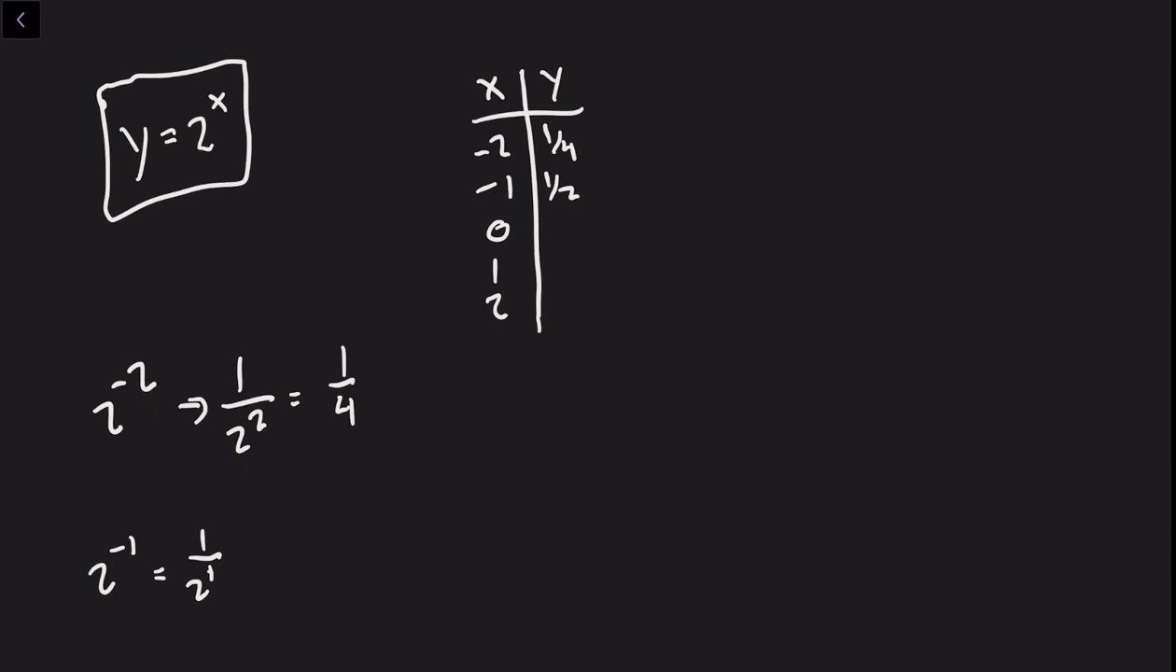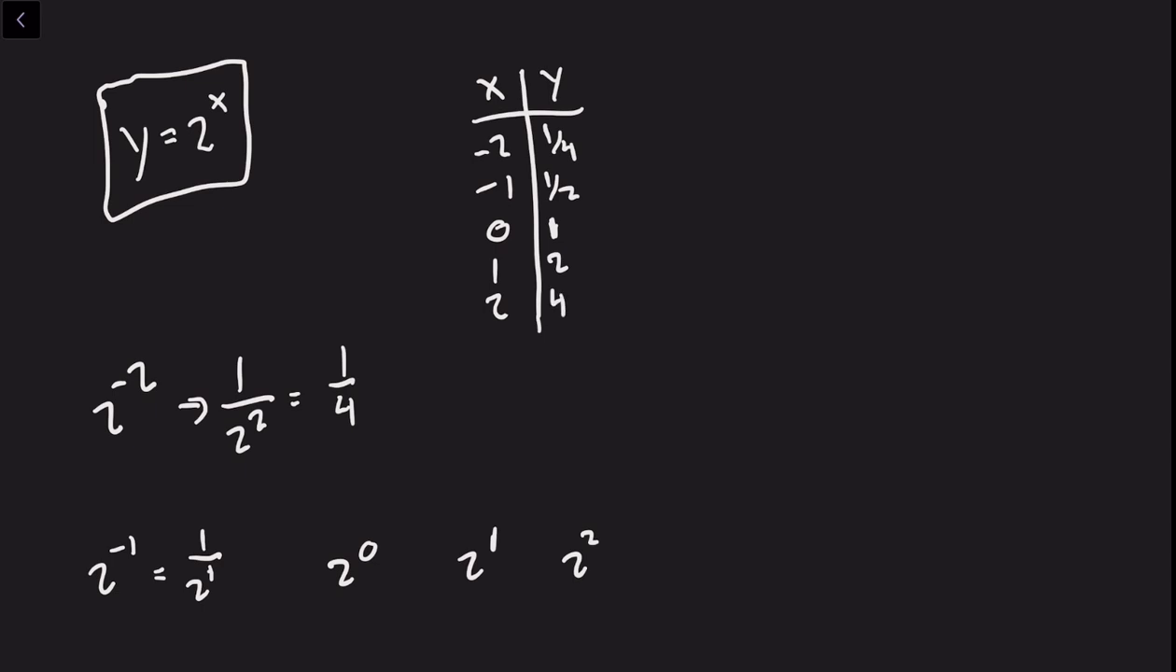0. Now we have our 0 rule. We're going to have 2 to the x power, 2 to the 0 power. And what does that give us? 1. And now we just do our exponents like normal. 2 to the first power, which is 2. 2 to the second power, which is 4.